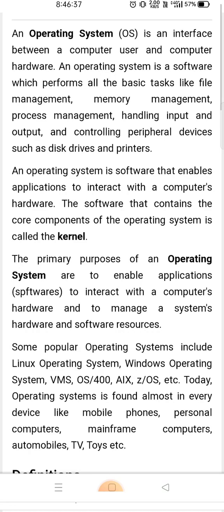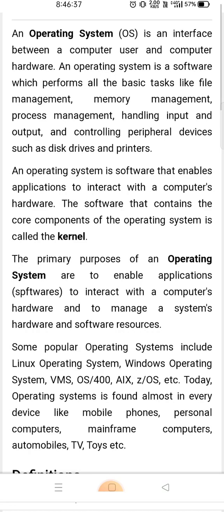If the operating system were not present, it would be very hard for humans to interact with the computer hardware. So an operating system is a software that enables applications to interact with the computer's hardware. The software which contains the core components of the operating system is called the kernel.